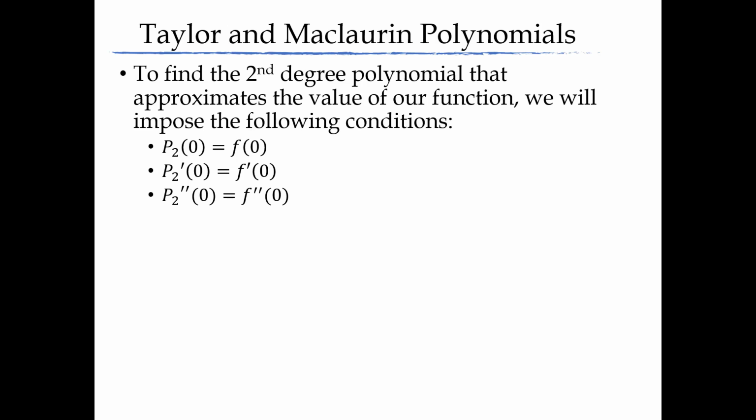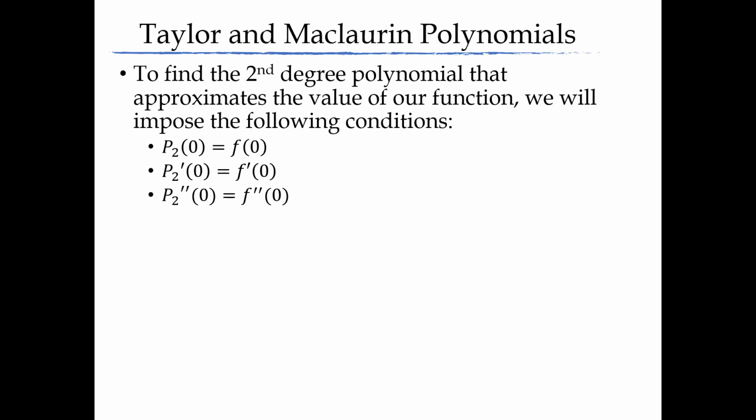So how do we do that? To find the second degree polynomial that approximates the value of our function, we will need to impose the following conditions. The value of our polynomial at 0 must equal the value of our function at 0. The derivative of our polynomial function at 0 must equal the derivative of our function at 0. And the second derivative of our polynomial function must equal the second derivative of our function at 0. So what is this really saying? The first one, our polynomial at 0 must equal our function at 0.